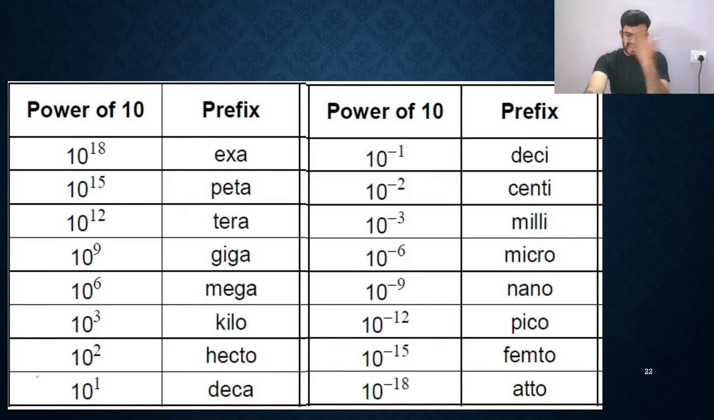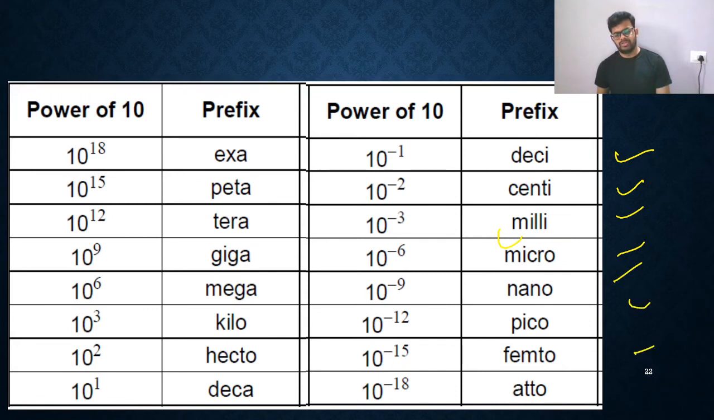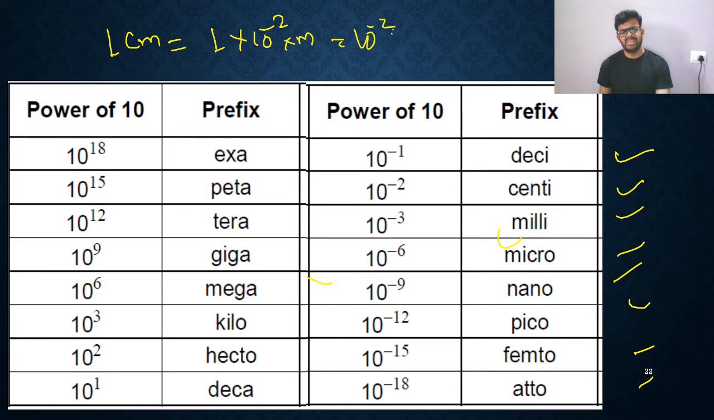Next, 10 raised to minus powers. 10 raised to minus 1 is called deci. Then deci, centi, milli, micro, nano, pico, femto, atto. These are the things you need to remember. 10 raised to minus 2 is called centi. So in 1 centimeter, how many meters are there? Centi means 10 raised to minus 2, and meter is meter. So directly you will say 10 raised to minus 2 meter. That's all. So I have converted centimeter into meter.